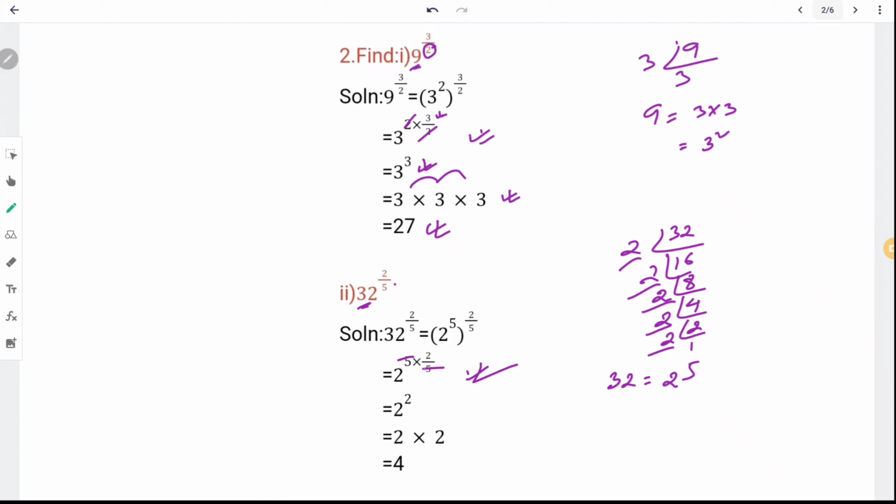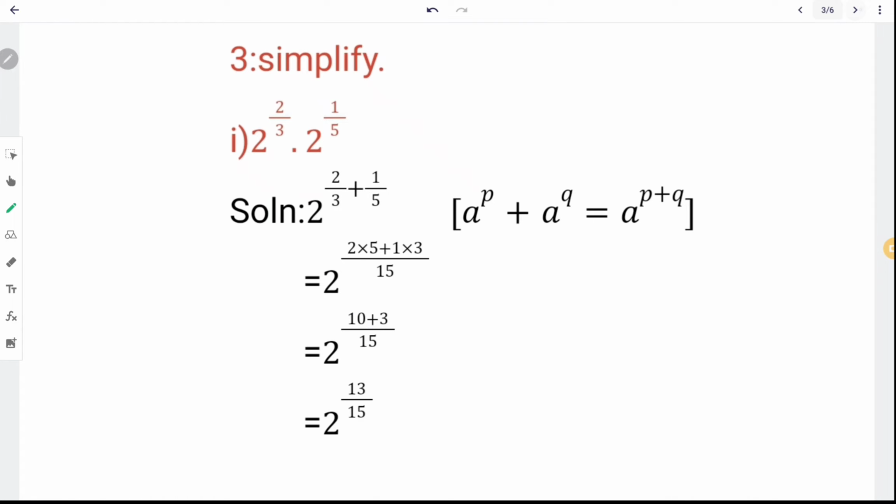Then 5 1s are 5, 5 1s are 5. We still have this 2, okay? So 2 square means multiply 2 times, and we're going to get our answer to be equal to 4.